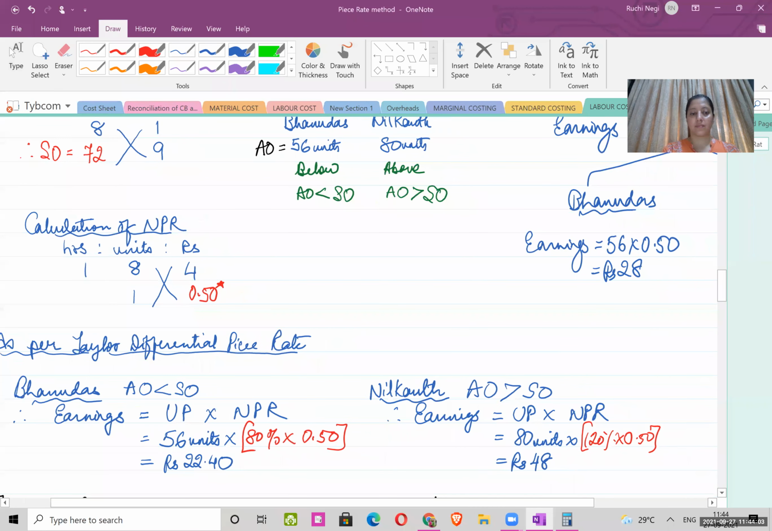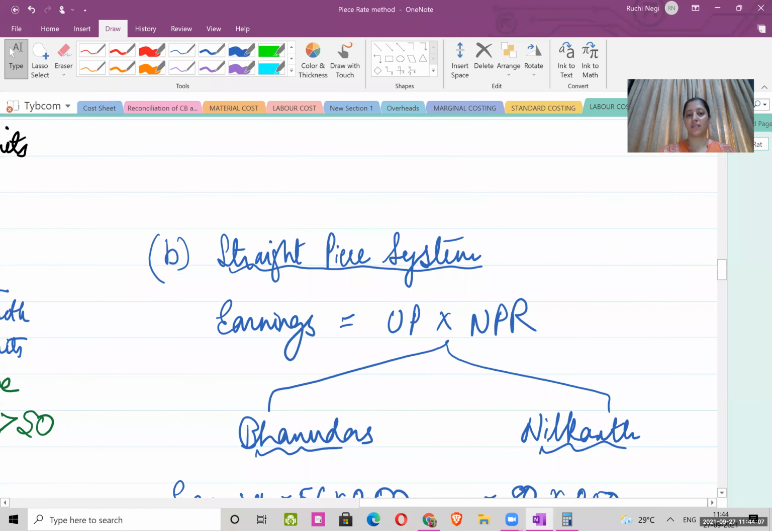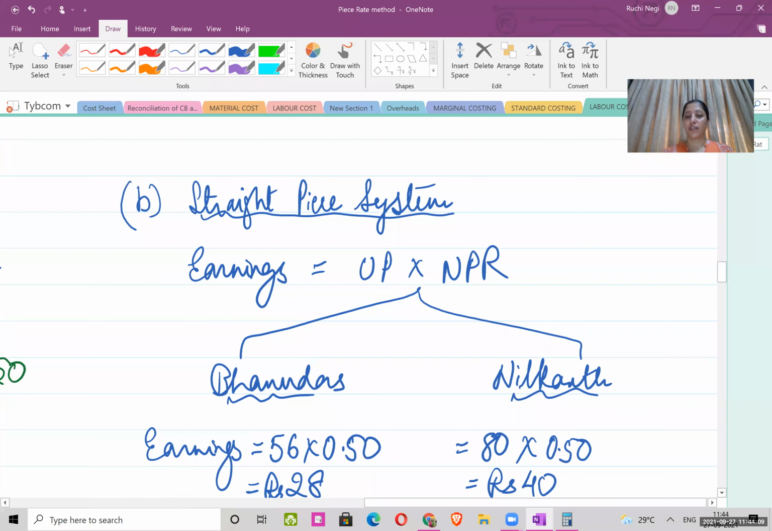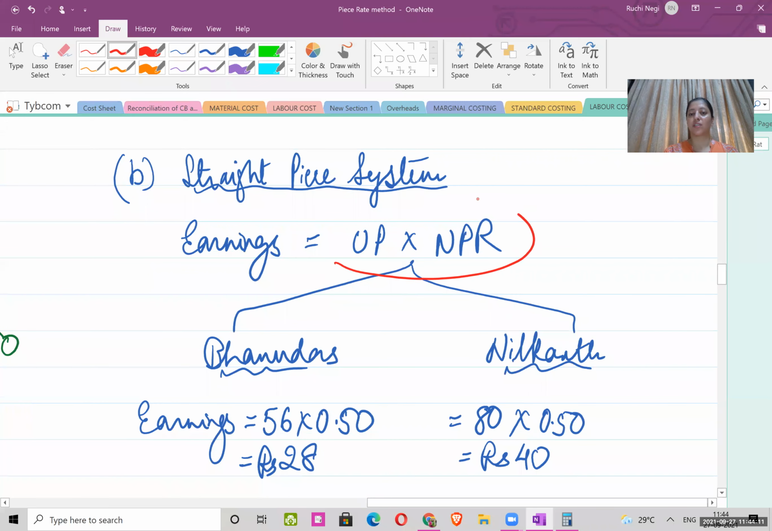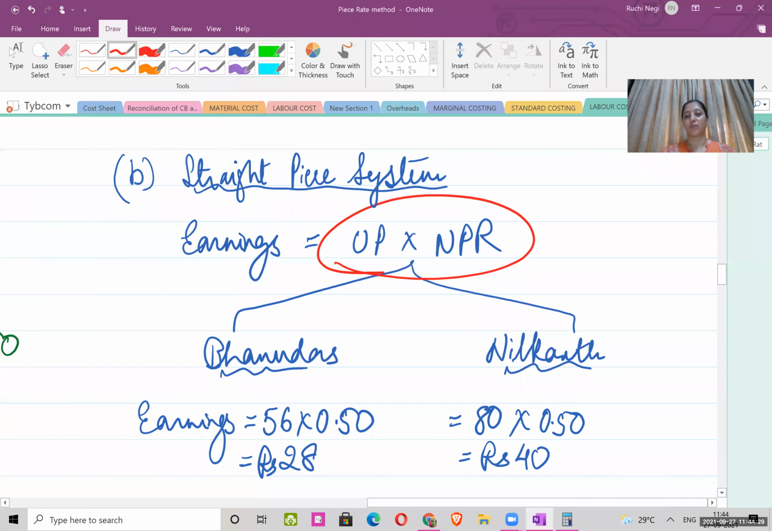And then the last part where you're calculating the straight piece system. Okay, in straight piece the formula is units produced into NPR, flat rate, no efficiency calculation. Okay, so 56 multiplied with 50 paisa, 28 rupees, and 80 multiplied with 50 paisa, 40 rupees.